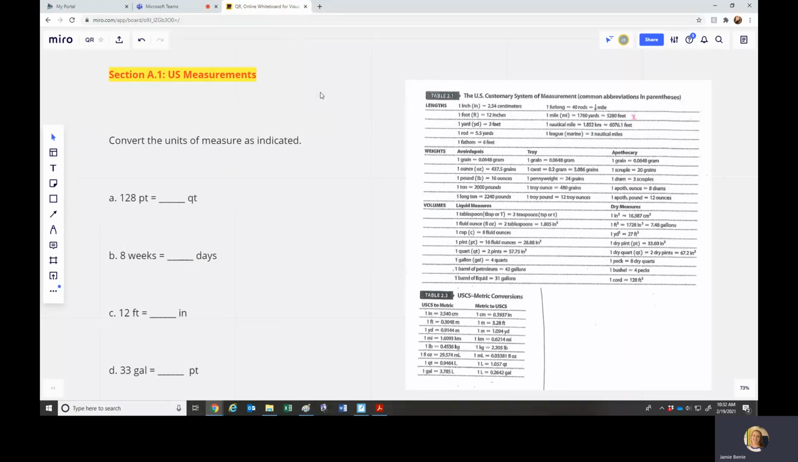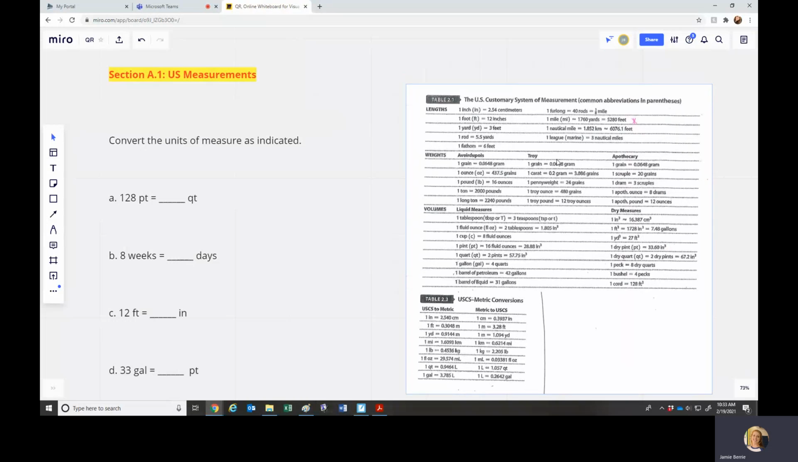So in section A1, this section is called U.S. measurements. We're going to be looking at U.S. measurements, or the U.S. customary system of measurements, like inches, feet, yards, miles, that kind of thing, pints, quarts, gallons. I've taken a screenshot of our handout here that has all the common conversions on it. You'll definitely want to have this beside you as you go through this section. If you don't have it printed out already, then you should pause the video and go print it out first, and then come back and watch the video.